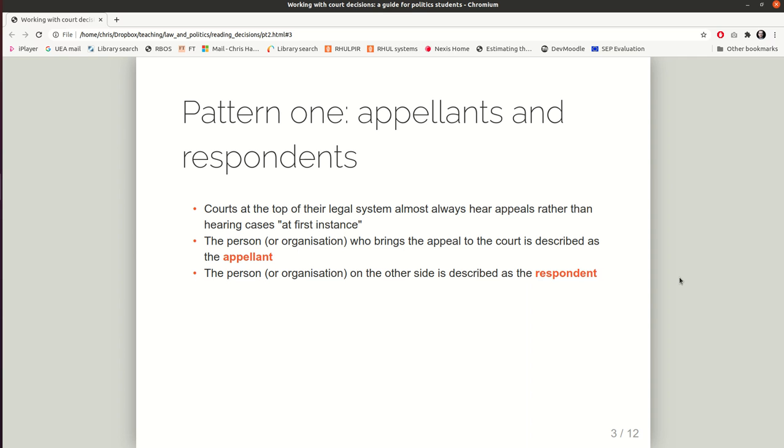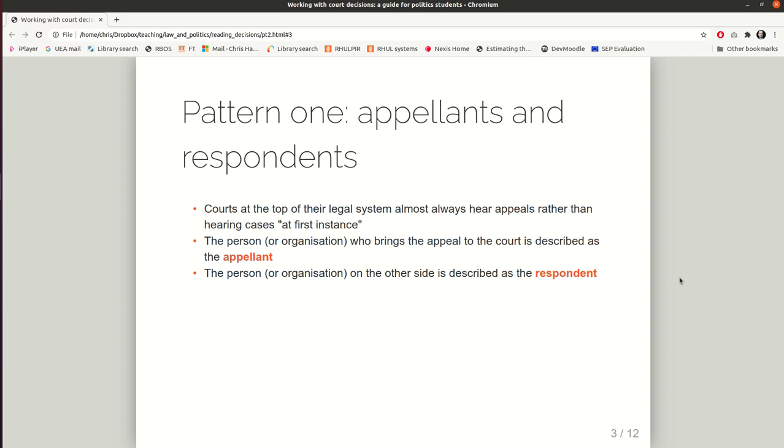What I'm going to do is take you through a number of different patterns for identifying parties in legal disputes. And the first pattern is where you have what are called appellants and respondents. So when we're thinking about courts at the top of their legal system, like the Supreme Court of the United States or the United Kingdom Supreme Court, they almost always hear appeals rather than hearing cases at first instance. That is to say, they are reacting to a decision of a lower court which one of the parties was not satisfied with and decided to appeal.